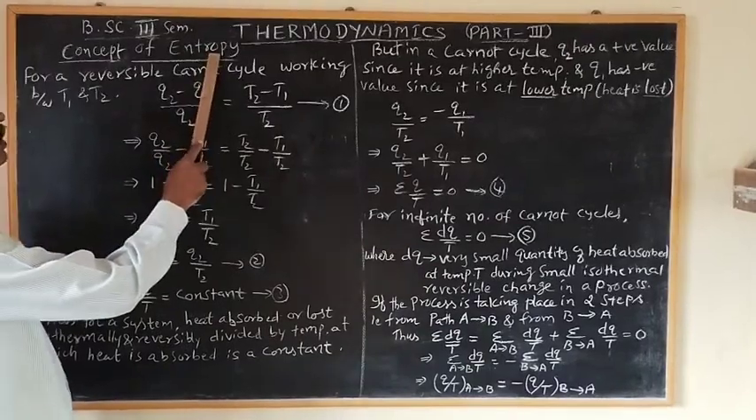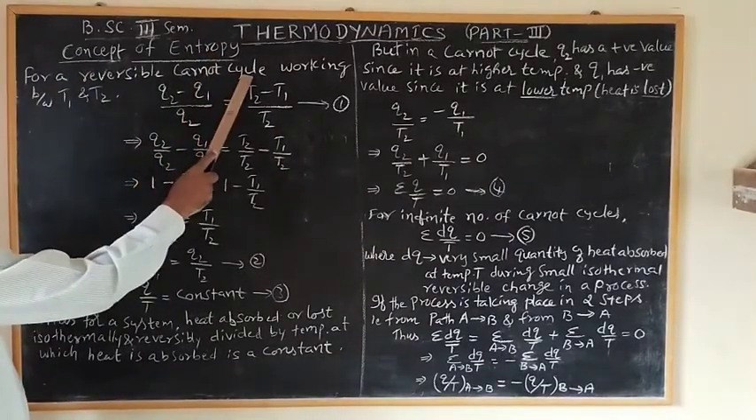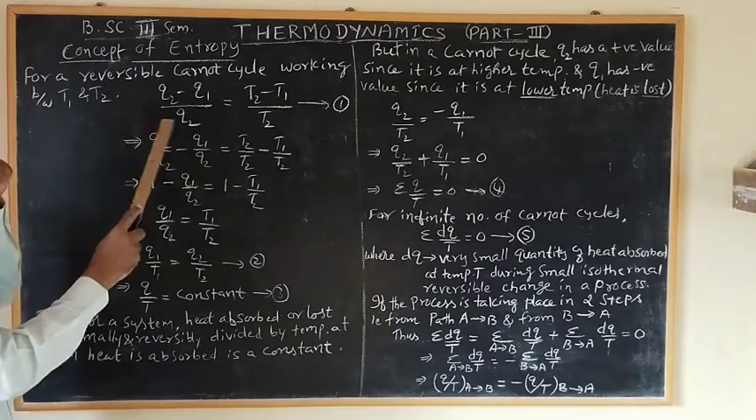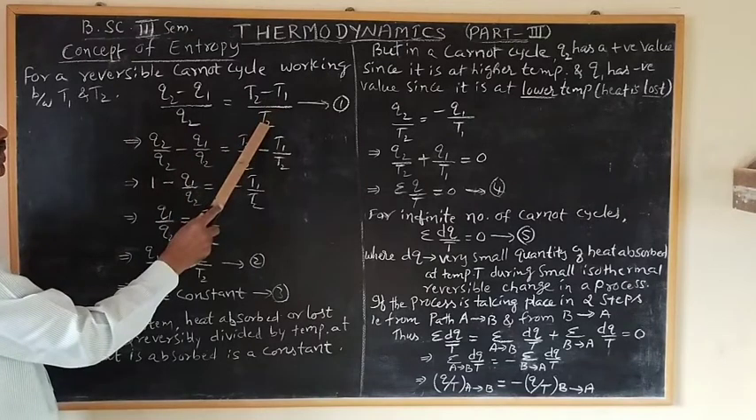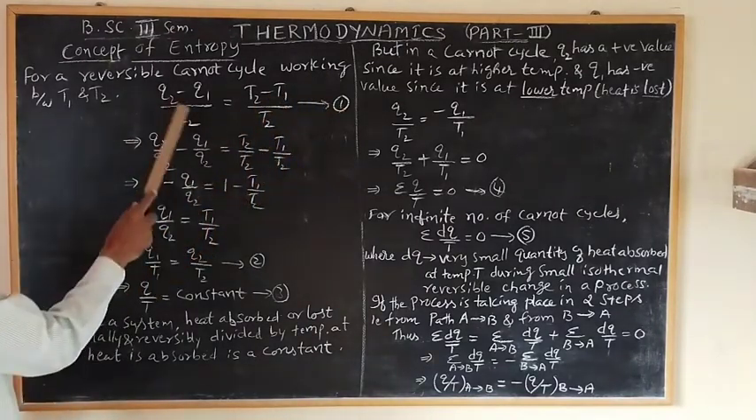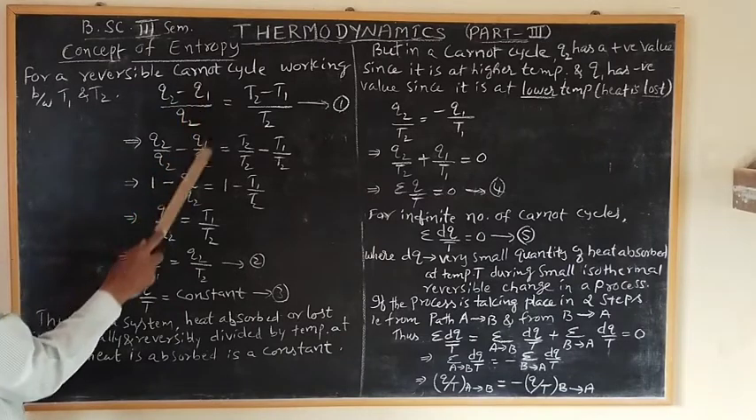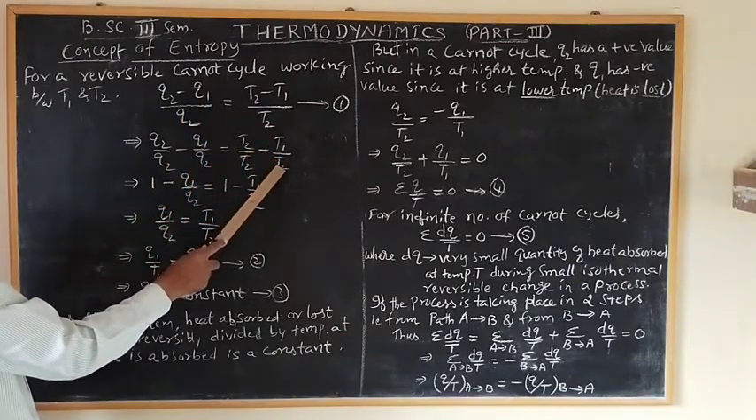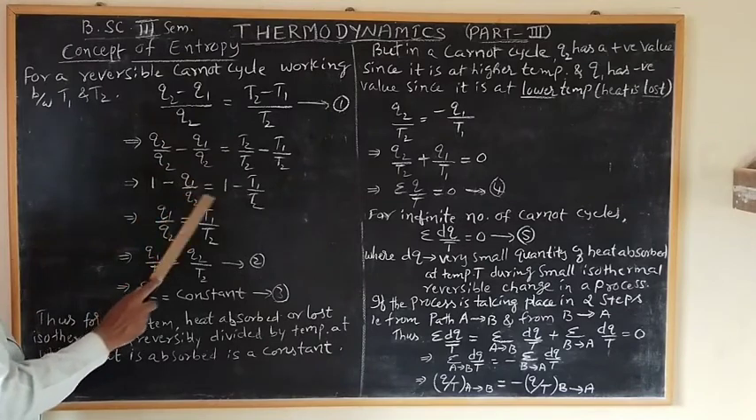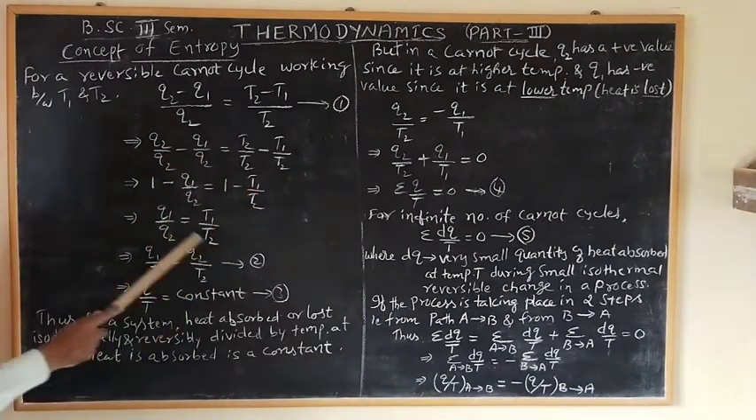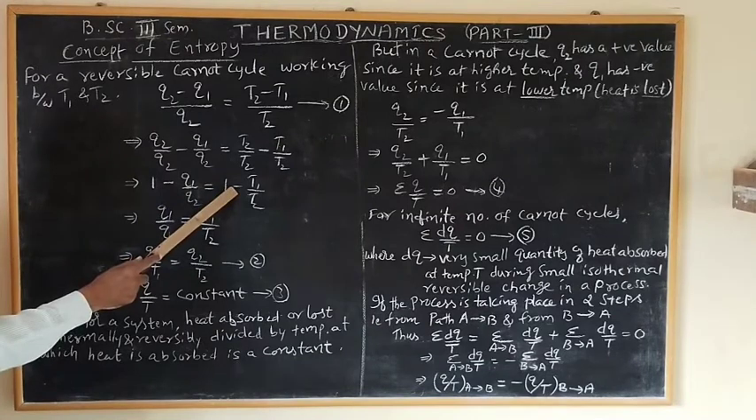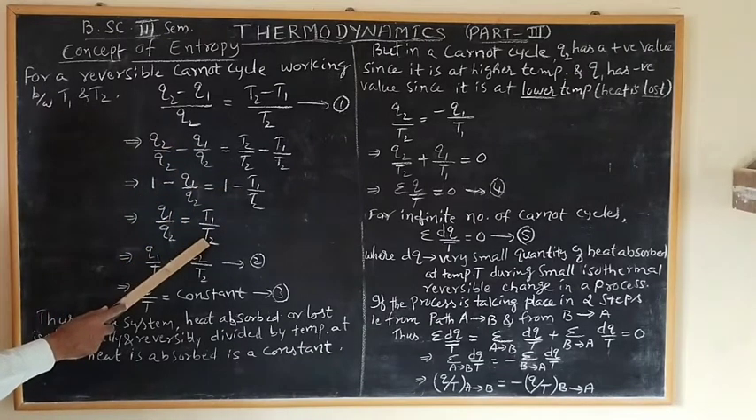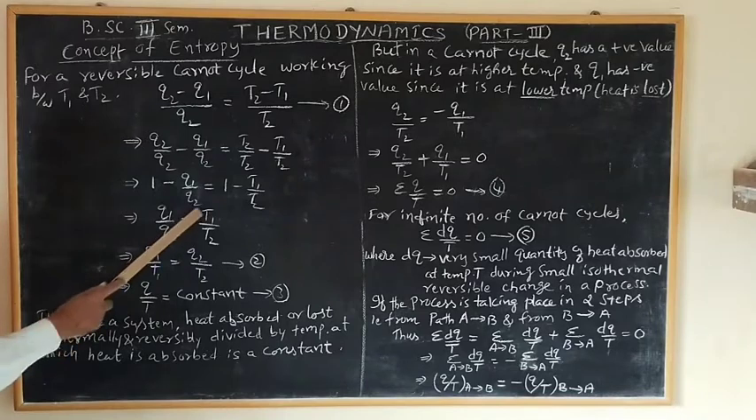The concept of entropy we have to study now. For a reversible Carnot cycle working between T1 and T2, you know that already, Q2 minus Q1 by Q2 is equal to T2 minus T1 by T2, equation number 1. So simplify this. Q2 by Q2 minus Q1 by Q2 is equal to T2 by T2 minus T1 by T2. So it gets cancelled: 1 minus Q1 by Q2 is equal to 1 minus T1 by T2. This implies that 1 gets cancelled, and minus divided by minus becomes plus. So Q1 by Q2 is equal to T1 by T2. Or you can simplify this by making cross multiplication.